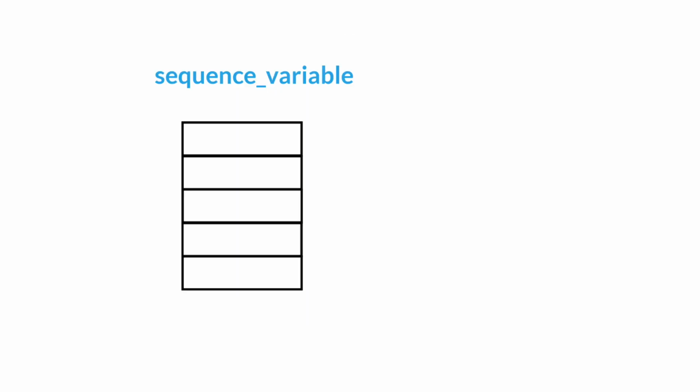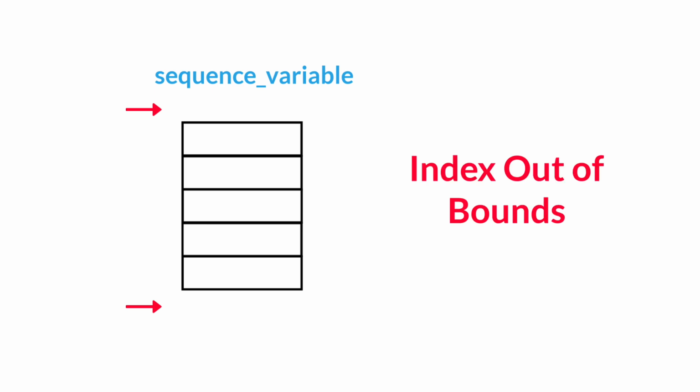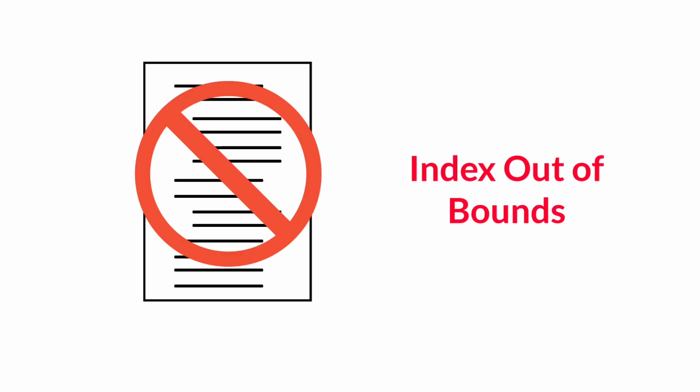A common error that occurs when using sequential structures is trying to access a location that does not exist by using an index that is less than the lowest index, or greater than the highest index in the structure. This type of error, often referred to as an index out of bounds error, will crash your program.